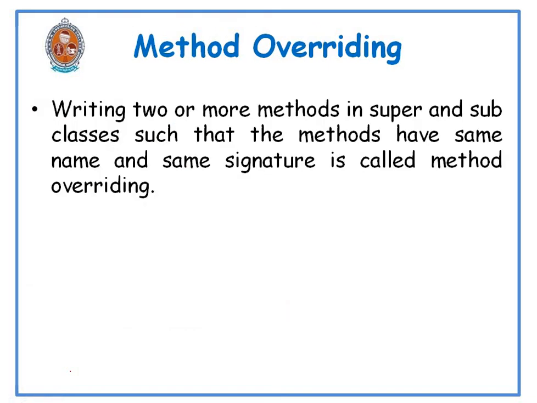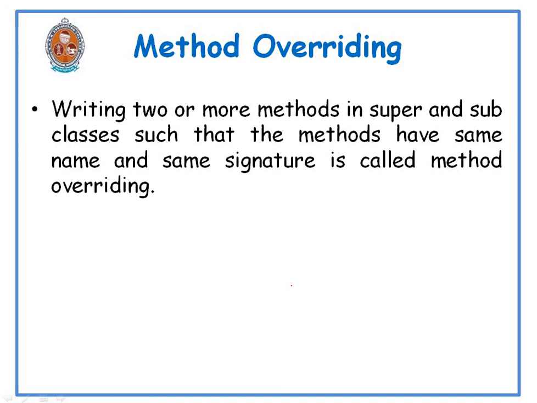We have seen what method overloading is. Now our next concept is method overriding. What is method overriding? Writing two or more methods in super and subclasses such that the methods have the same name and same signature is called method overriding.